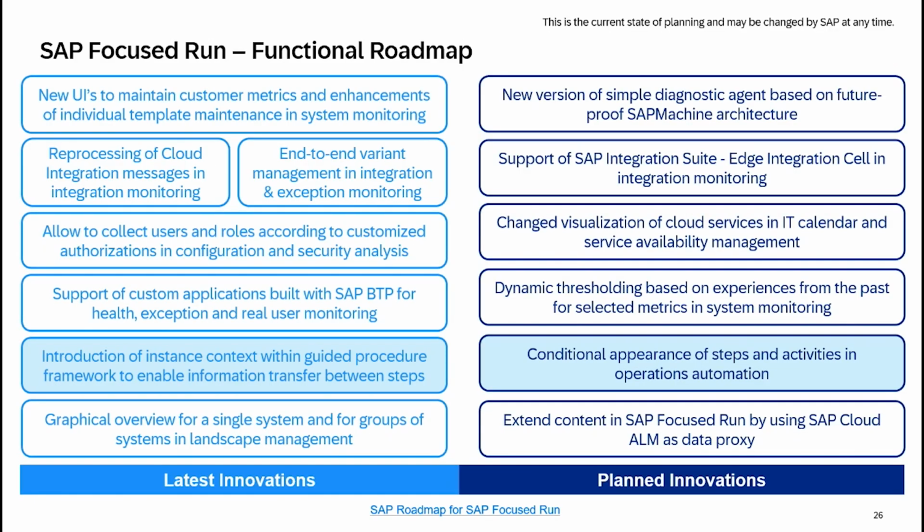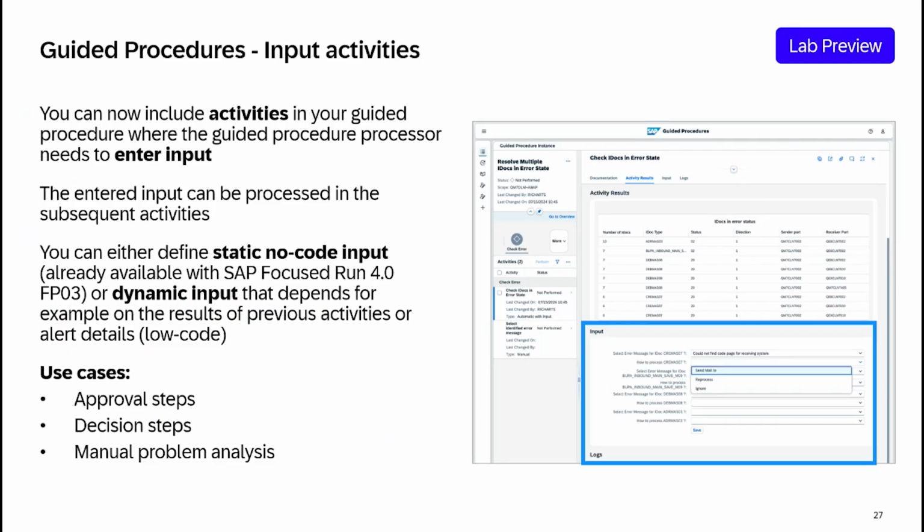And the last one that I wanted to mention in the next 13 seconds, we have conditional appearance of steps and activities in the operation automation area. So you can already now with feature pack 3 of 4.0 include activities in your guided procedure, where the guided procedure processor needs to enter an input, like an approval, like a signature. It comes up as a pop-up. You can do that already.